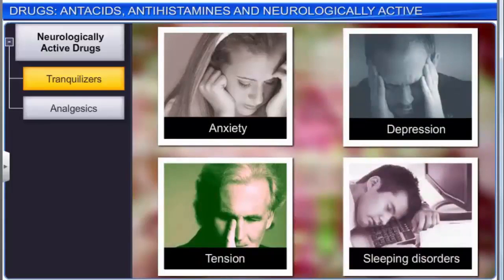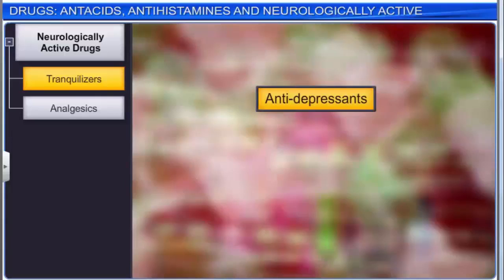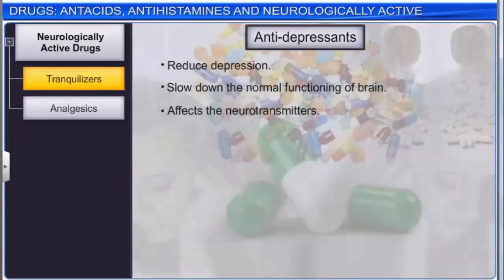These drugs reduce anxiety and promote calmness, relaxation, and sleep. There are several types of tranquilizers, like antidepressants and barbiturates. They function by different mechanisms. Let us now see how antidepressant drugs, which are a type of tranquilizers, help reduce depression.